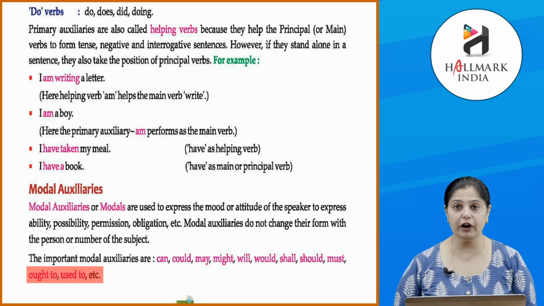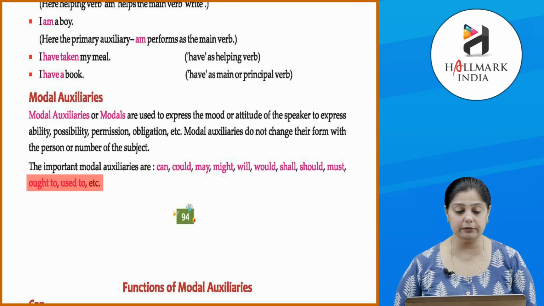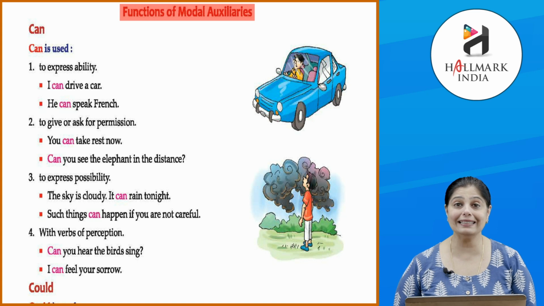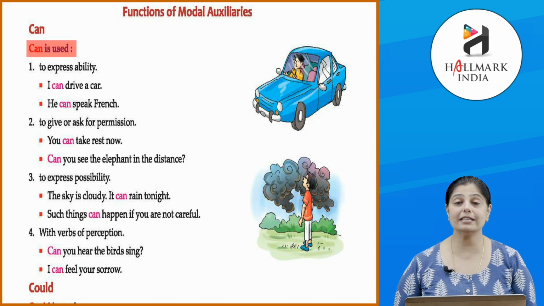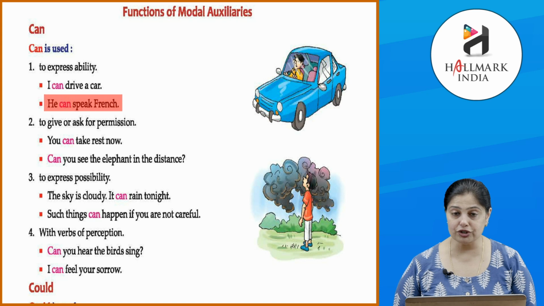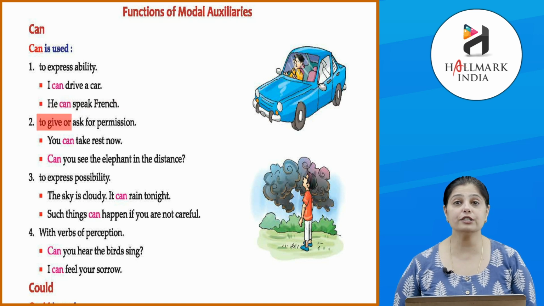Okay, let's look at the functions to understand this better. Functions of modal auxiliaries. Let's look at can. Can is used to express ability. I can drive a car. I am able to drive a car. He can speak French. To give or ask for permission: You can take rest now. Can you see the elephants in the distance?